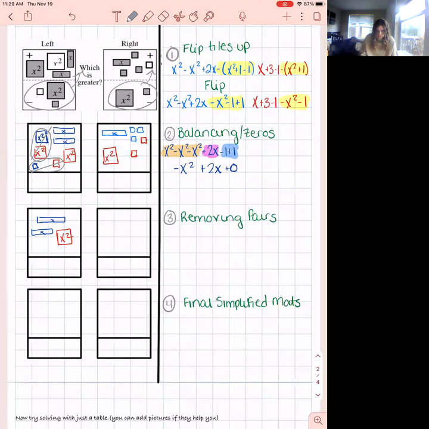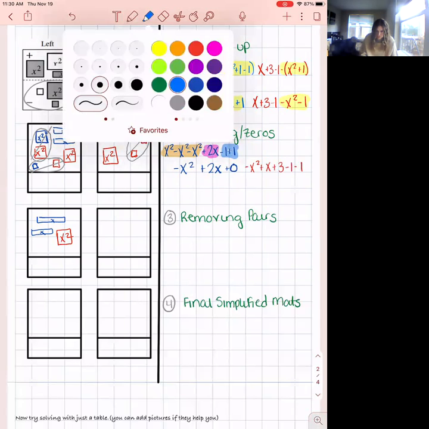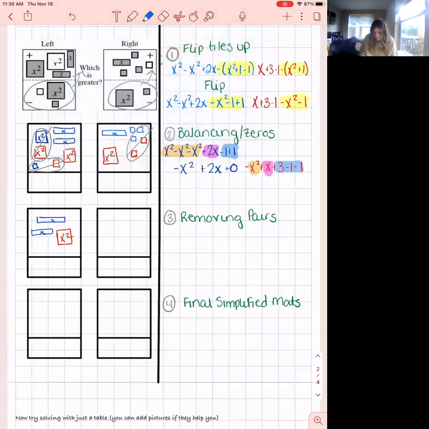Now I need to do it on the other side. Not as many zeros here. I get rid of some unit tiles. Those will be gone. What that looks like in numbers, if I write this in the correct order, negative x squared plus x plus 3 minus 1 minus 1. Need to combine like terms. X squared all by himself, x all by himself, and some unit tiles to combine. That should have been written there.